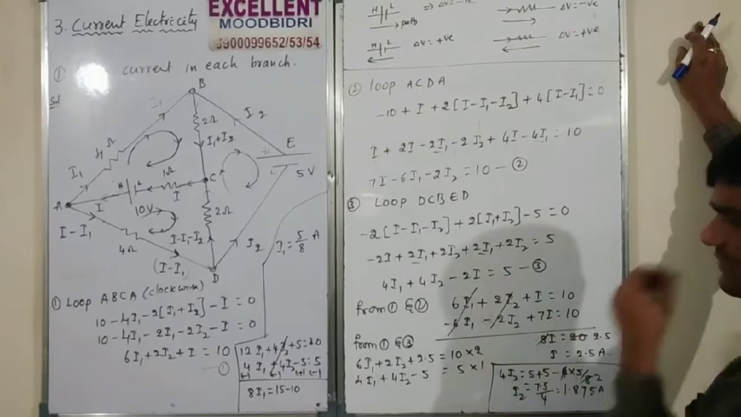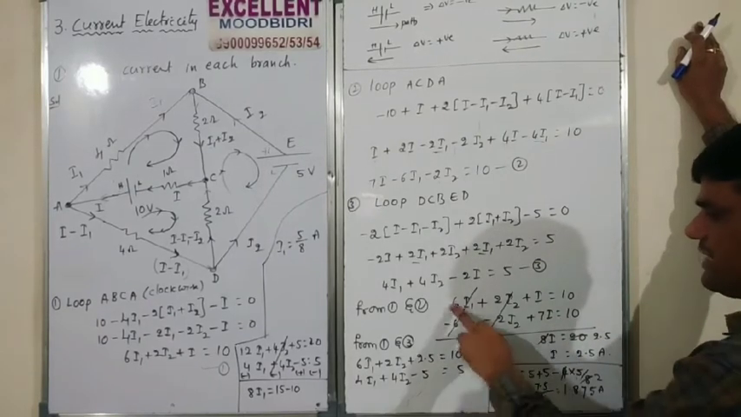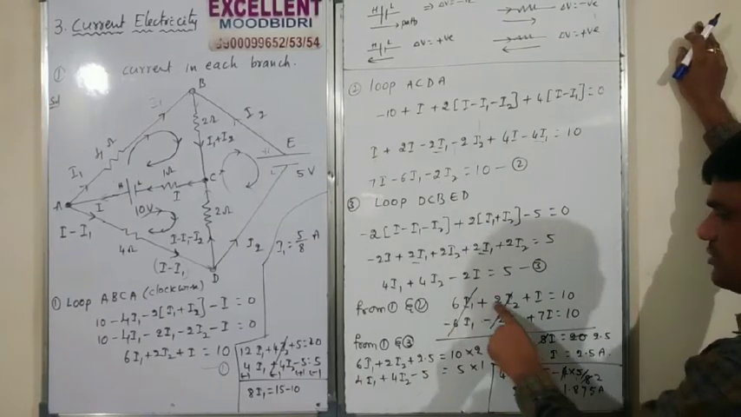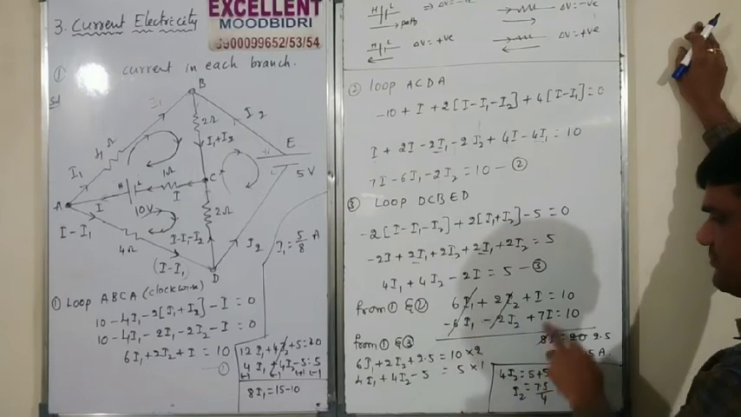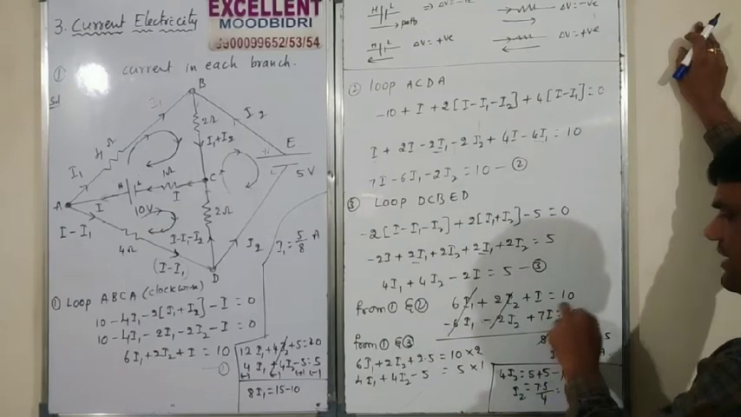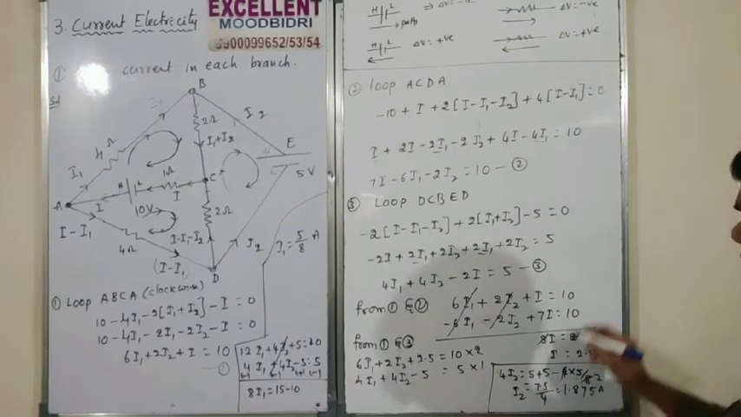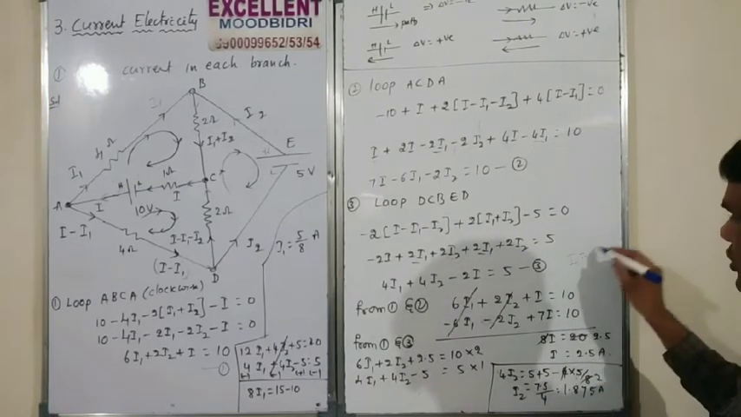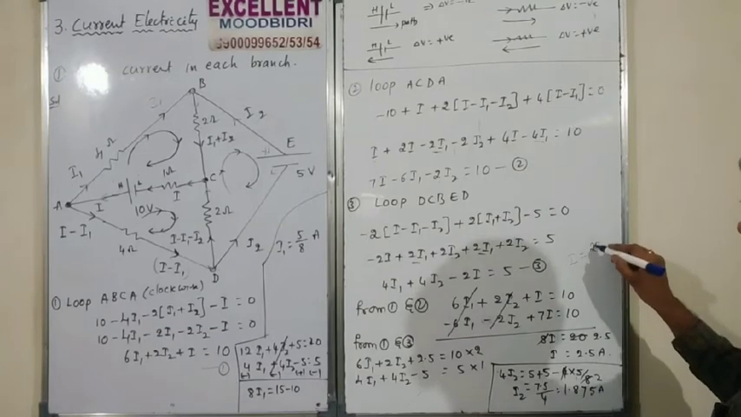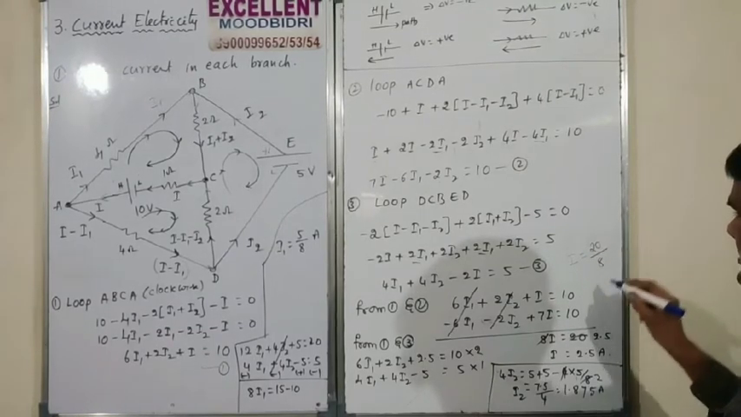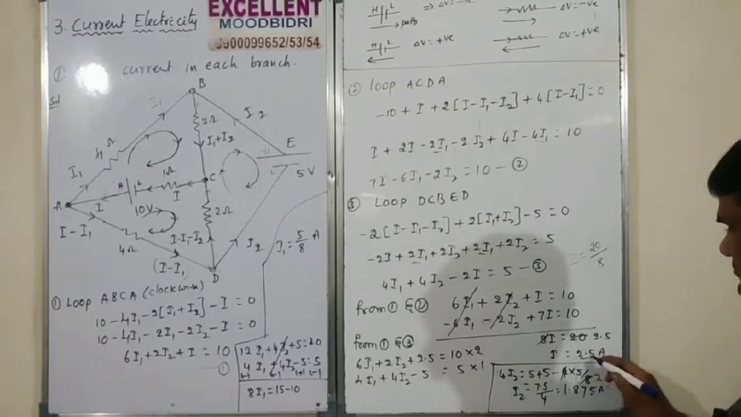So no need to subtract, we can just add it. So minus 6I1 plus 6I1, plus 2I2 minus 2I2 get cancelled. Therefore 7I plus I, so 8I is equal to 10 plus 10, 20. Therefore I is equal to how much will come? 20 by 8 is nothing but 2.5 ampere.